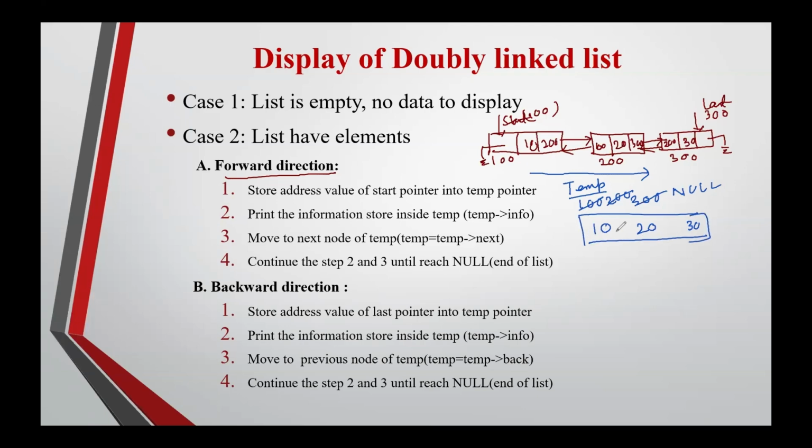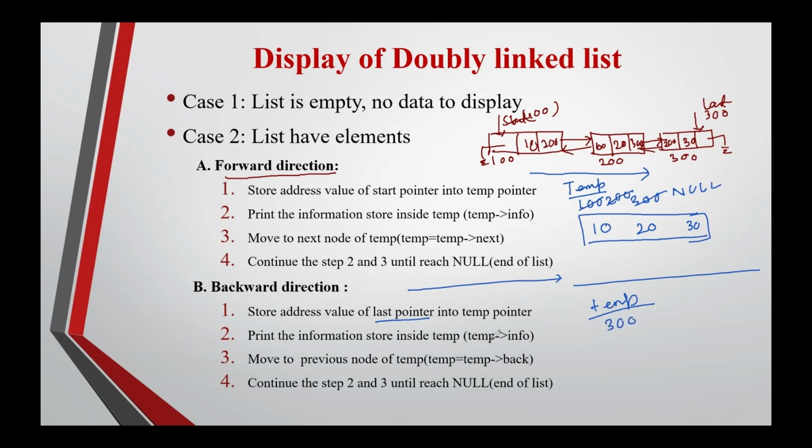Forward direction data is 10, 20, 30. So forward value is 10, 20, 30. Next one, backward direction. So if we go for backward direction, then what happened? Temp stores the value of the last pointer. So what is the temp value? Temp value is 300.